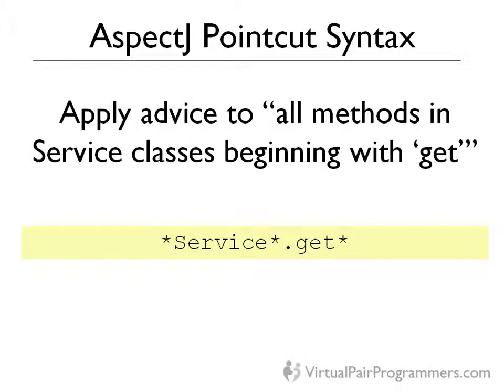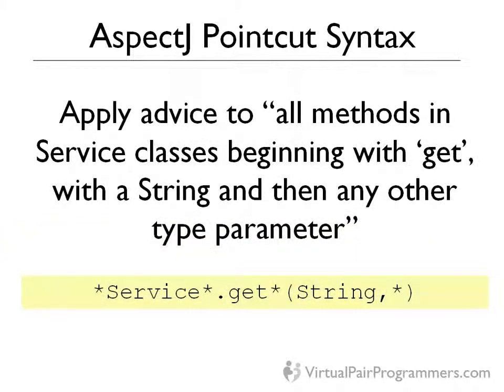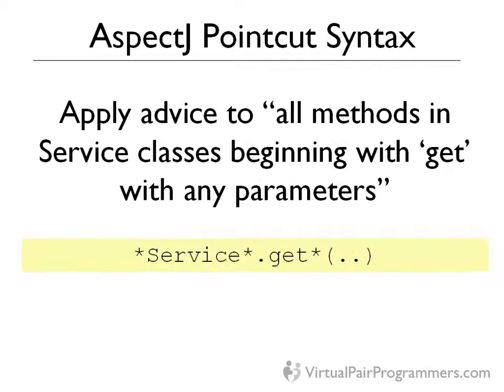For example, we can specify that we want to apply advice to all the methods in the service classes beginning with get, but also accepting a string as the first parameter and then any other type for the second parameter. So I've specified this in those round brackets. Now you couldn't do anything like that in Spring 1's AOP support without writing code. And the flexibility continues. Let's say I want to do the same thing, but this time I don't care what the parameter list is. I specify that with two dots inside the round brackets.